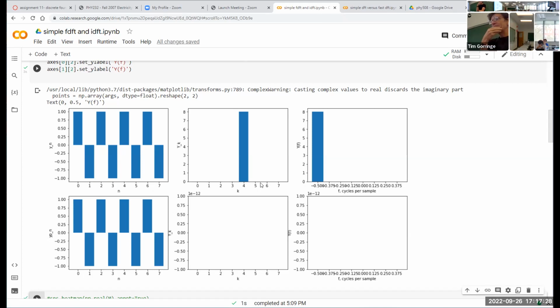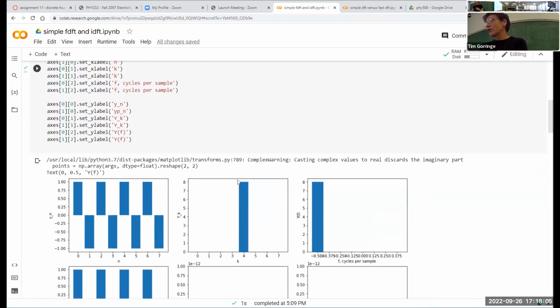It's because our frequency is 0.5 cycles per sample. So our period is 2 samples. Our frequency is 0.5 cycles per sample, and this corresponds to 0.5 cycles per sample. And that is actually the maximum. And that's why it's sitting there.